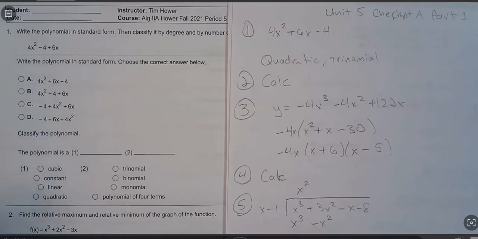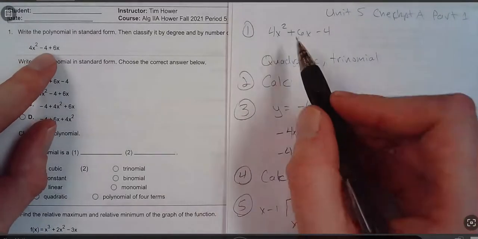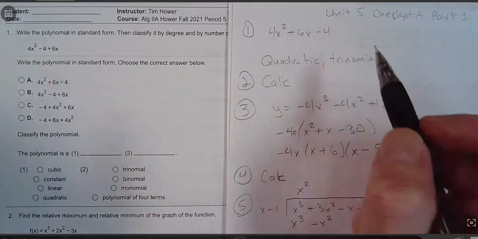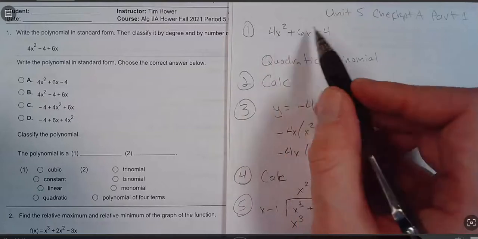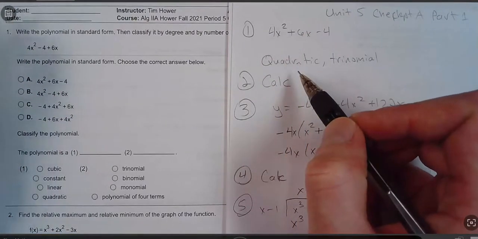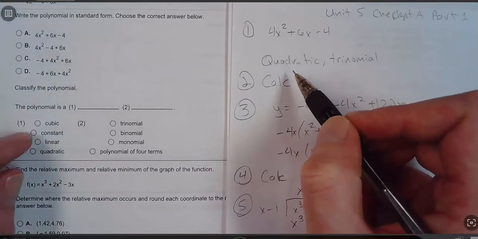So over here is the question, and over here I got some work written down already. I'll explain it. Some of this I didn't do all the work yet, but we'll get there. First one, write the polynomial in standard form. All you have to do is reorder it so that the highest power is first, the next highest power, and then the lowest power is last. So here it is in standard form, and then it says, or classify it by degree.